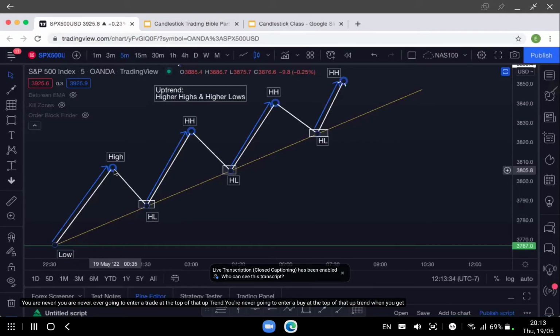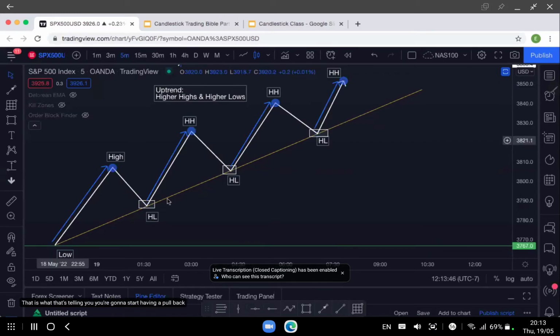When you get a reversal signal at the top of that uptrend, that's telling you you're going to start having a pullback. That is what that's telling you. So where's your pullback? Your correction here.